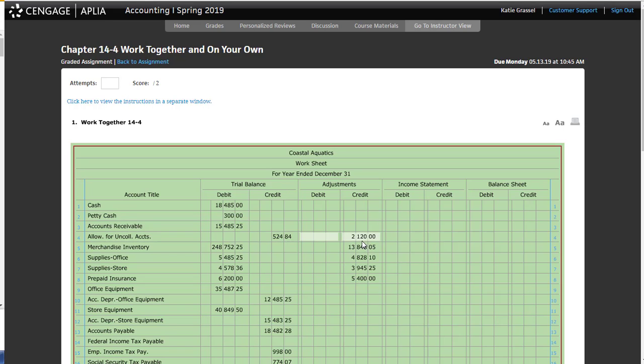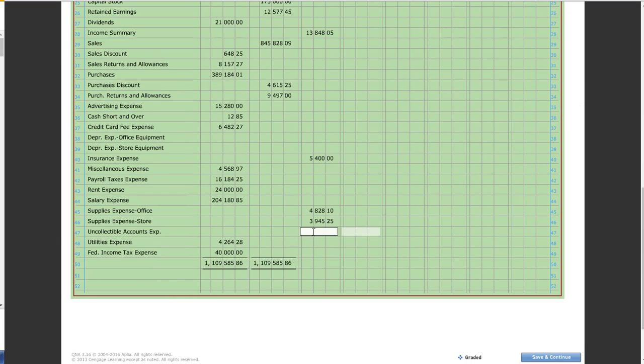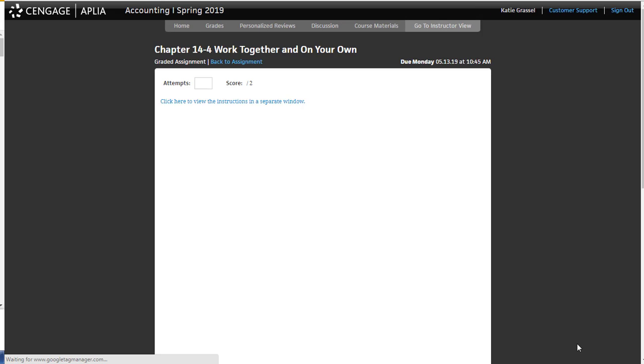So if I credit $2,120 to allowance for uncollectible accounts, guess what gets debited? Uncollectible accounts expense, $2,120. So for 14.3, nope, 14.4, you multiply and take that number, and that's the amount that goes in the adjustment column.